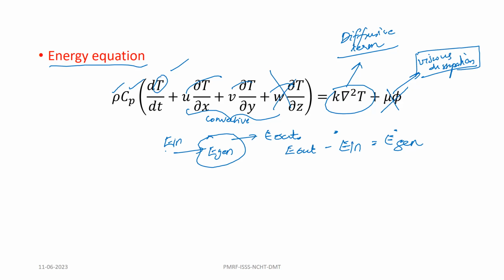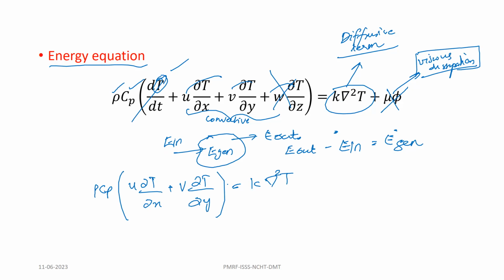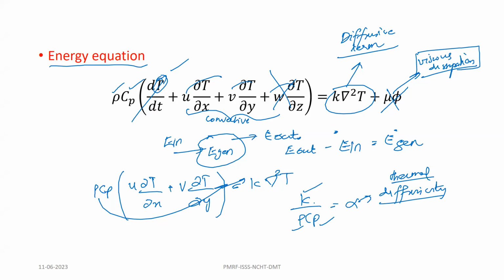And if we rewrite this, if it is a steady flow, we can still write rho Cp into U dou T by dou X plus V dou T by dou Y equal to K del square T. Then rho Cp can be taken to the other side. So K by rho Cp is actually alpha, which is the thermal diffusivity. If you know the K, rho, Cp of a particular fluid, we can determine this. So del square T, how will you explain? Del square T is dou square T by dou X square plus dou square T by dou Y square plus dou square T by dou Z square.